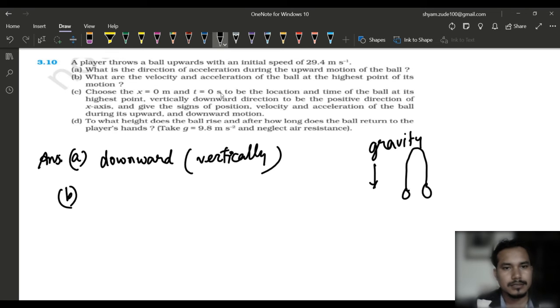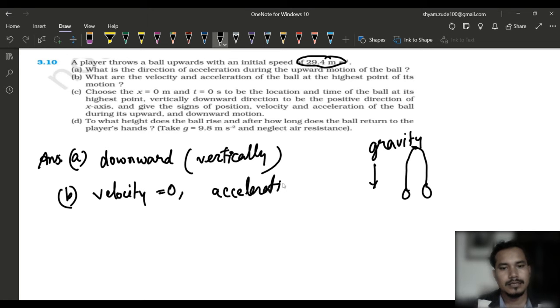What are the velocity and acceleration of the ball at the highest point of its motion? So with an initial velocity of 29.4 meter per second, I am throwing the ball, and gradually the velocity will decrease and it will become zero at the highest point. So velocity at the highest point is equal to zero, and acceleration, we know, is g, the acceleration due to the gravity of earth.